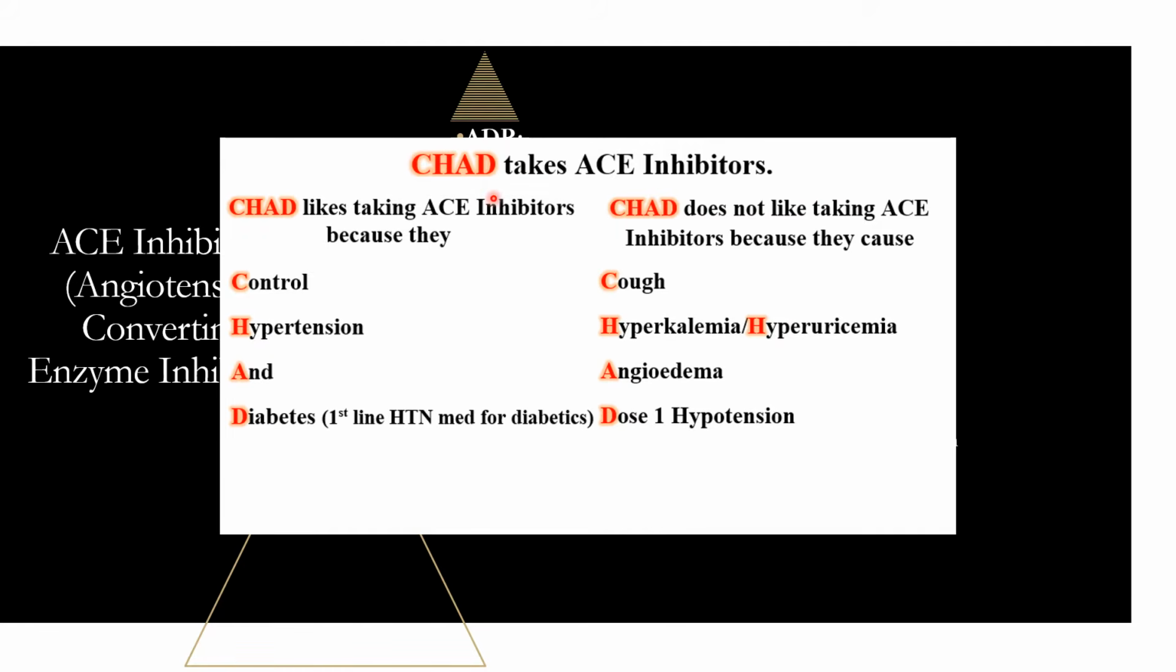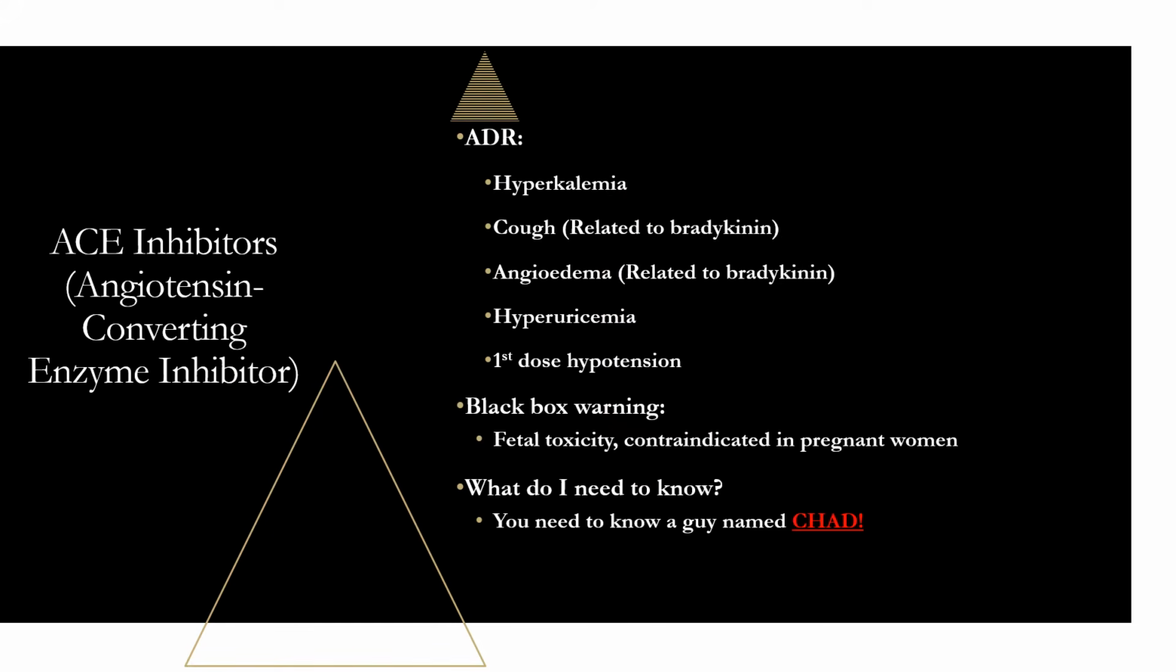So remember Chad, and then Chad's going to tell you what you use this medication for, hypertension, diabetes, and then Chad's going to tell you all of the adverse drug reactions. So these are the 5 that you need to know. Cough, hyperkalemia, hyperuricemia, angioedema, and dose 1 hypotension or first dose hypotension. So as long as you can remember a guy named Chad, you can remember all of the letters in his name to tell you what you need to know about the medication. So that's a nice easy way for you to remember it.